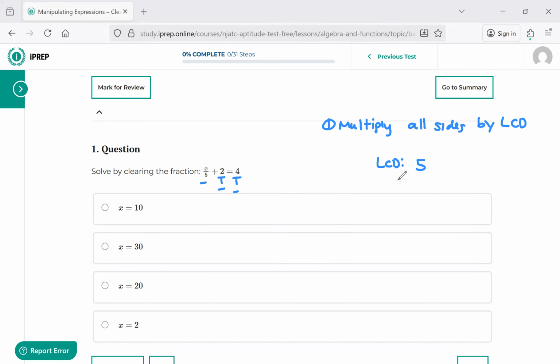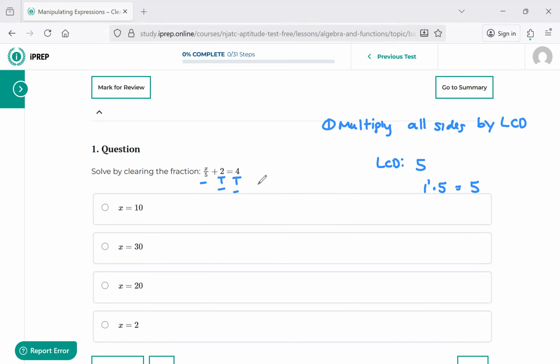So if you have a repeating base, pick the one with the highest power. Since they're both to the power of 1, it's just going to be 1 to the 1. And then you have a base of 5. That's not repeating, so bring that down. Put it all together. 1 times 5 is 5. Some people could see automatically that the LCD is 5.